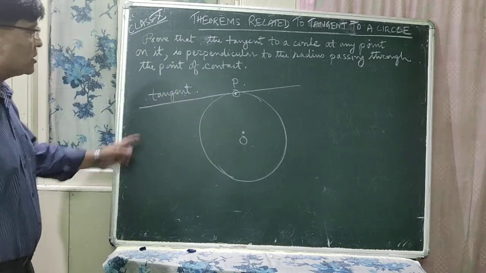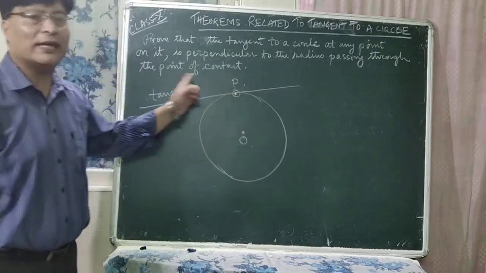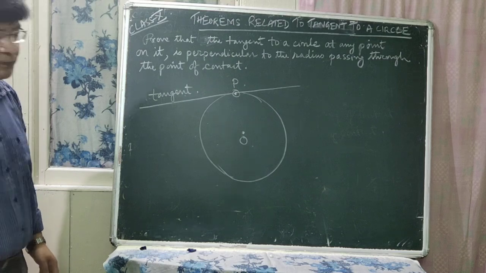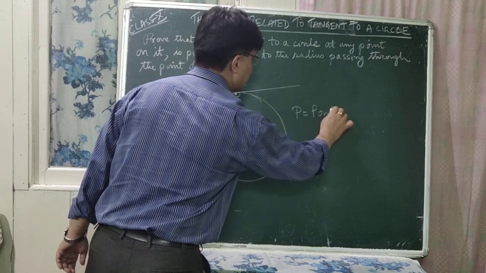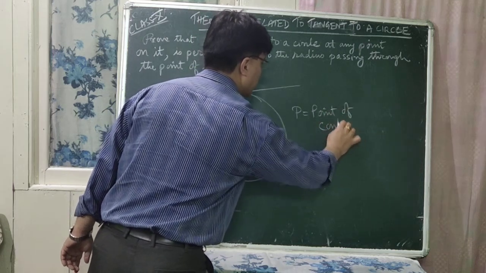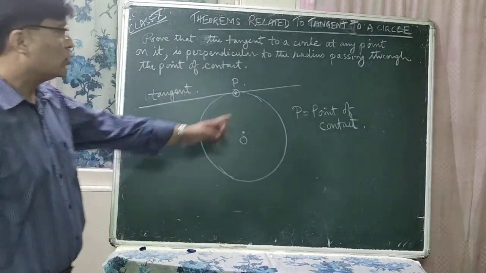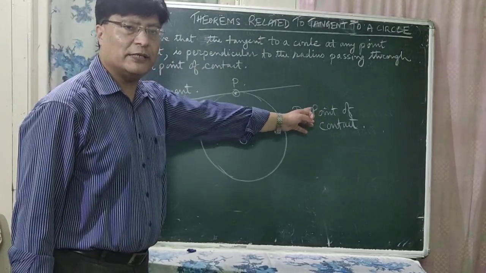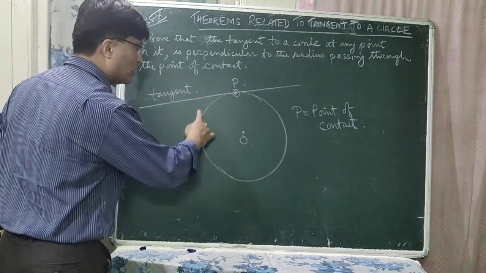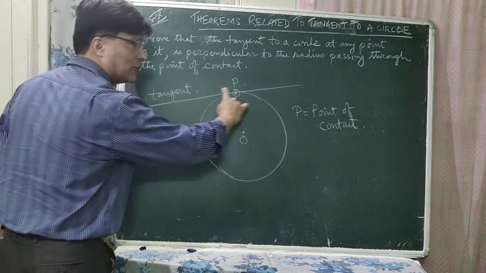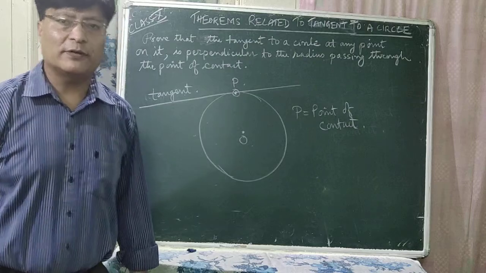The straight line which touches the circle at the point P on it is known as the tangent to the circle. And this point P is known as the point of contact. So what is the point of contact? The point P on the circle at which the tangent touches the circle is known as the point of contact.